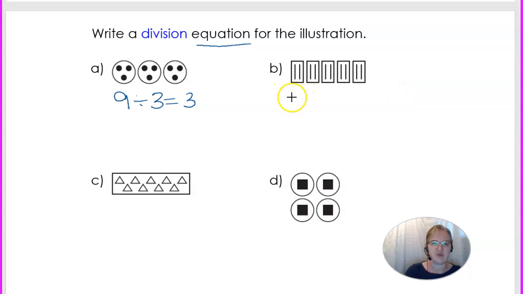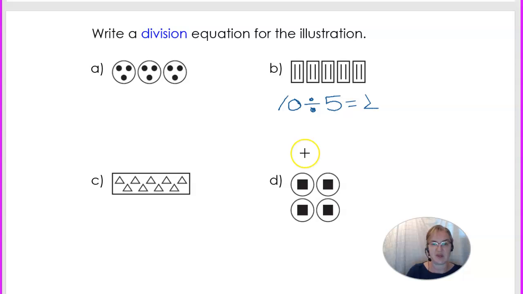In B, we started with 10 lines, or maybe they're 10 sticks, divided them. I'm not sure why that just erased, but that's okay. So we started with 10 sticks there, and we're dividing them into 5 groups, and we have 2 in each group. We could say we're dividing them into groups of 2, and we have 5 in each group. Either way works. For C, this one looks like a little bit of a tricky problem at first, but let's look at it and figure it out.